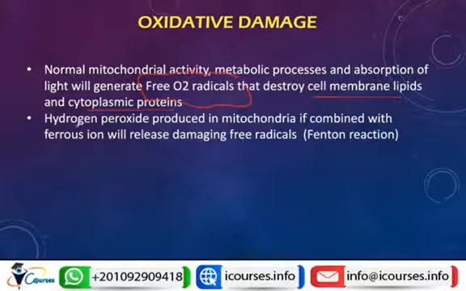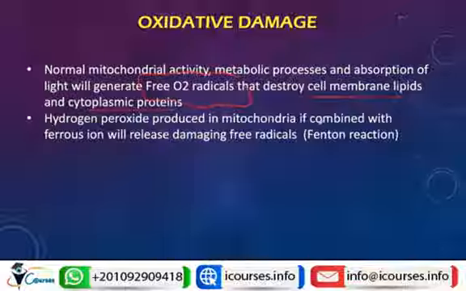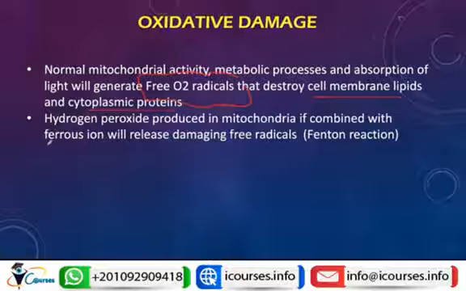So if there is hydrogen peroxide produced in the mitochondria, and it is combined with ferrous iron, this will release damaging free radicals. This is called the Fenton reaction. Again, if the hydrogen peroxide produced in the mitochondria is combined with the ferrous iron, this can cause the release of free radicals, and this is called the Fenton reaction, and we'll see more about this later on.